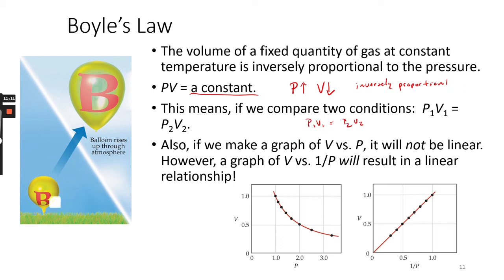And here's a nice picture. Here you have a balloon. As it's rising up, atmospheric pressure decreases. So here you have P1V1. Here you have P2V2. The volume's getting larger because the pressure's getting smaller. And if we plot V versus P, you're going to get this inversely proportional graph. Or you could plot it as 1 over P and get a straight line.